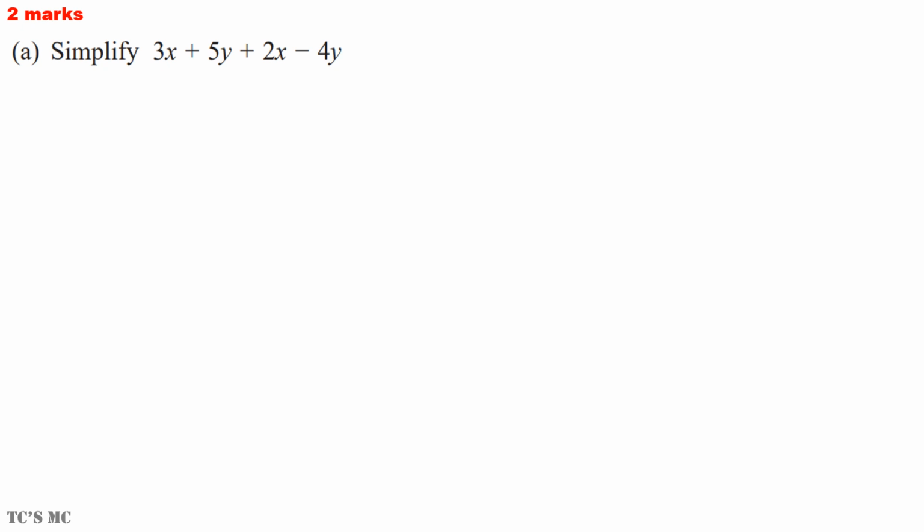Simplify 3x, add 5y, add 2x, subtract 4y. I am going to underline 3x, which means I must underline add 2x. I can now circle add 5y, which means I must circle subtract 4y. Now I can start simplifying. 3x add 2x is 5x, and now I have 1 mark. A positive 5y subtract 4y is 1y, but we do not write 1y, we just write plus y, and that would be our second mark.